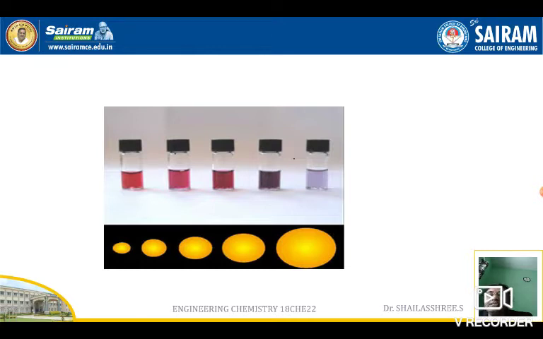If we make different nano sizes of gold, it will show different colors. This is used in the measurement of air pollutants also. Depending on different concentrations, it will give different colors. At different concentrations of gold, it will give different colored solutions also.